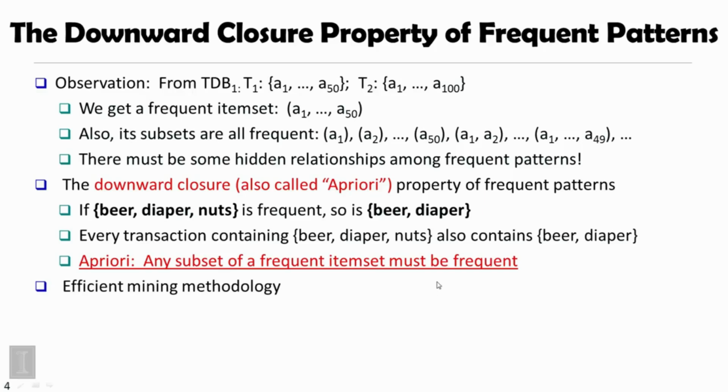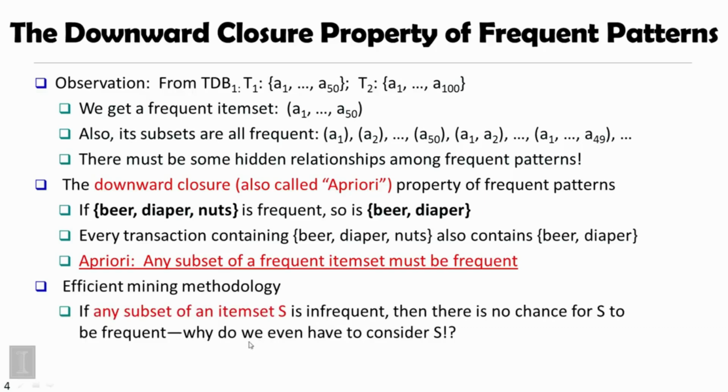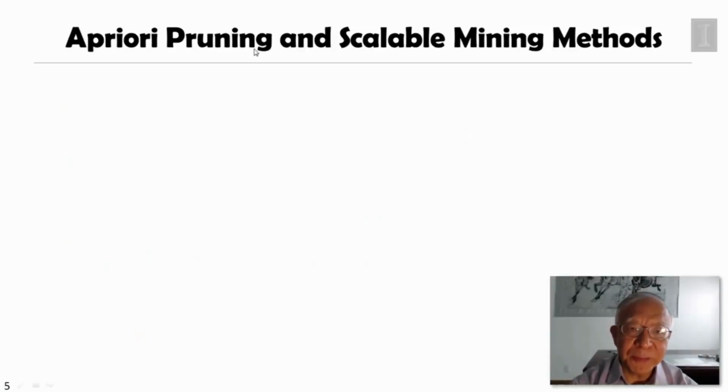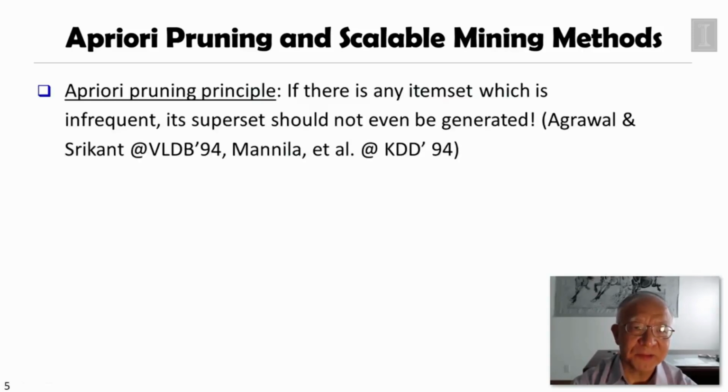So in that context, we can derive an efficient mining methodology. The general philosophy is this. If you find an item set S where any of its subsets is infrequent, then there's no chance for S to become frequent, because based on this Apriori property, we do not even have to consider mining S. This actually turns out to be a sharp knife for pruning. So this Apriori pruning generates quite a lot of scalable pattern mining methods.